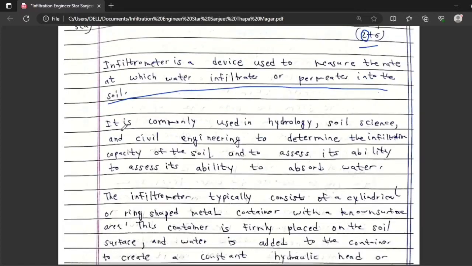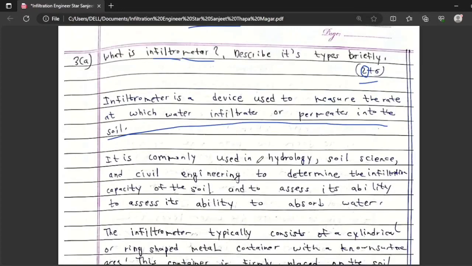So the infiltrometer is commonly used in hydrology, soil science and civil engineering to determine the infiltration capacity of the soil. It is used to determine the infiltration capacity or infiltration rate of the soil, and to assess its ability to absorb water.